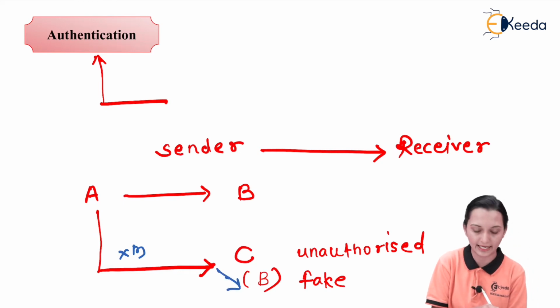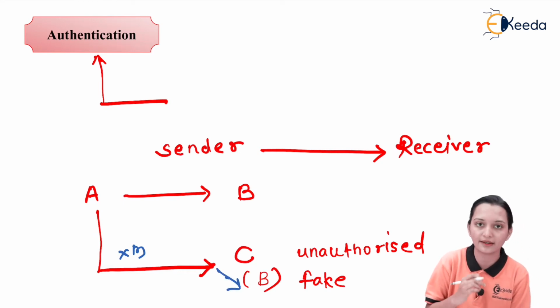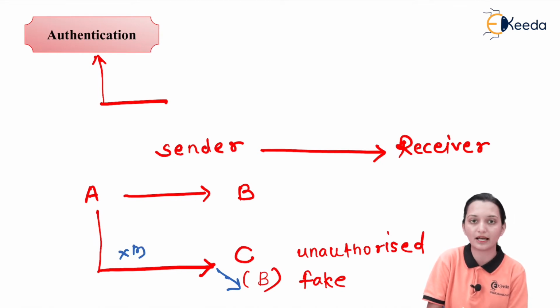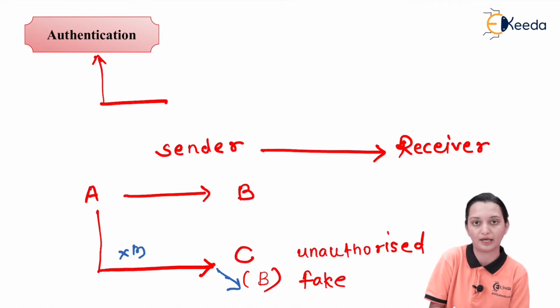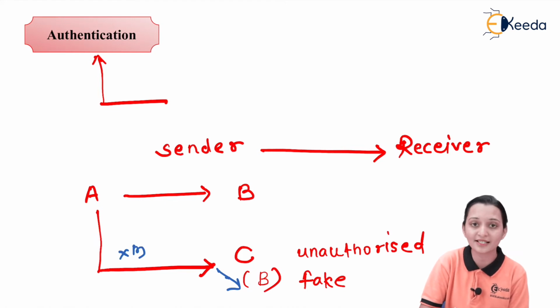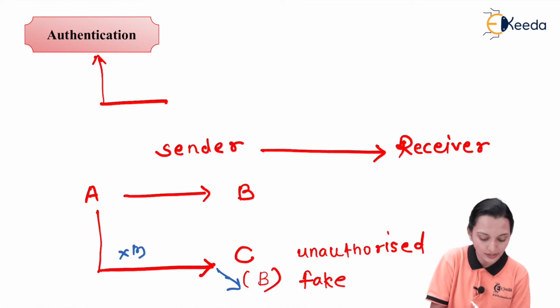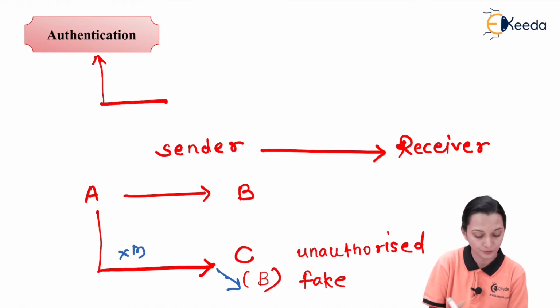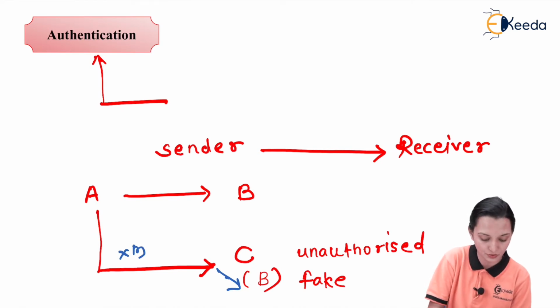Actually for A, B is the authorized receiver, but this is not the authorized receiver. Why? Because this is a fake profile which is generated by C. So actually A tries to transmit the data to C, that means to an unauthorized user, not exactly to the authorized user. This B is nothing but what? Authorized receiver.